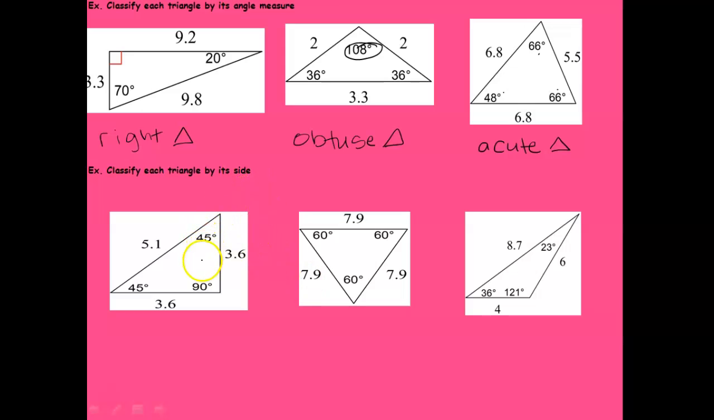All right, next we're going to classify by side. So if you look at the sides on this triangle, you have a 5.1 and two 3.6s. If you notice, the 3.6s, of course, are congruent. So you have a triangle with two congruent sides. So if two sides are congruent, it is an isosceles triangle.